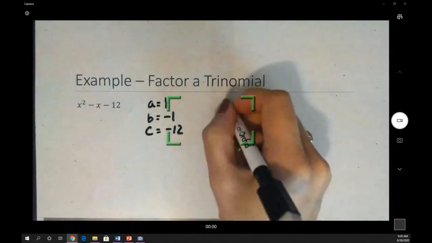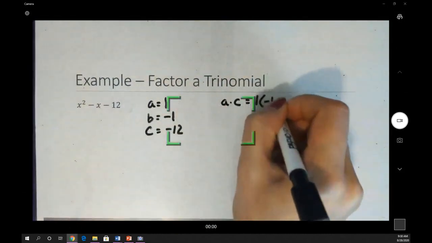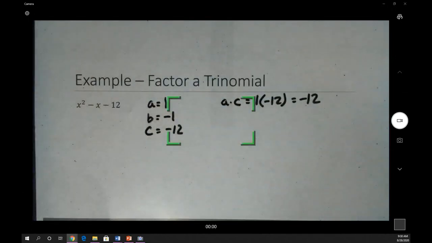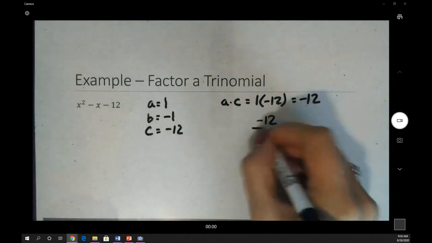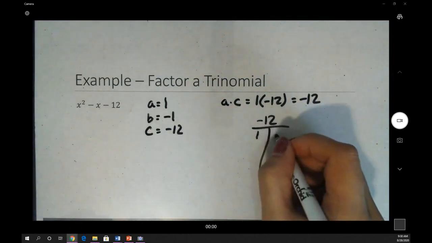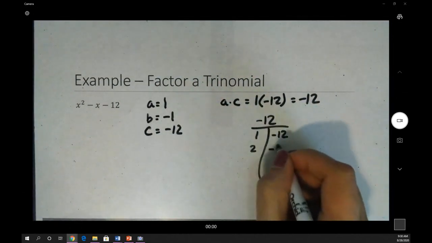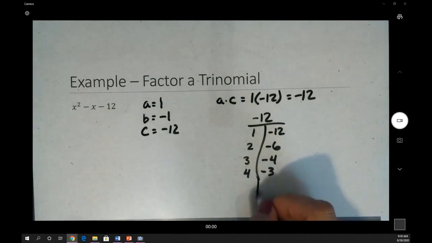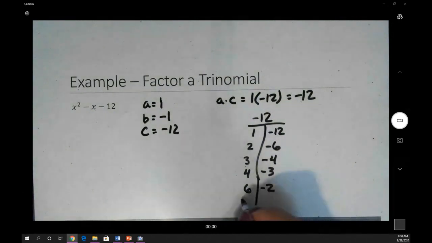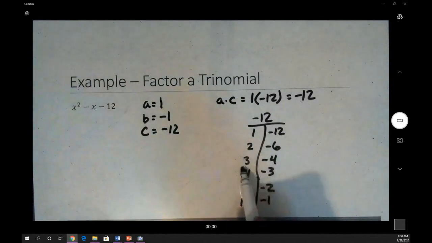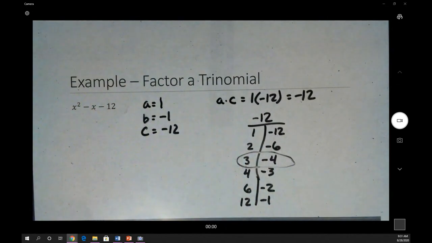So I need to take a times c, which is 1 times negative 12, which is a negative 12. I need to set up my t-chart based on negative 12. So we put the negative 12 on top. The different ways we can multiply and get negative 12 would be 1 and negative 12, 2 and negative 6, 3 and negative 4, 4 and negative 3, 6 and negative 2, or 12 and negative 1. We want the pair that when we add them up, we get a negative 1. That's going to be the 3 and negative 4.